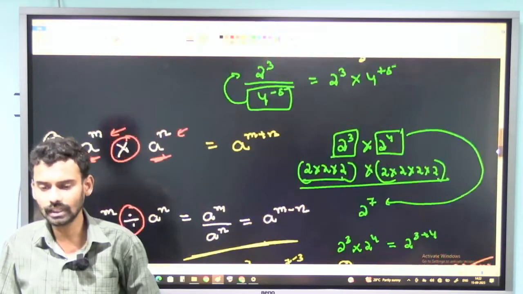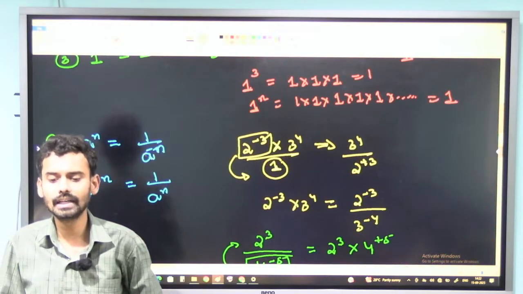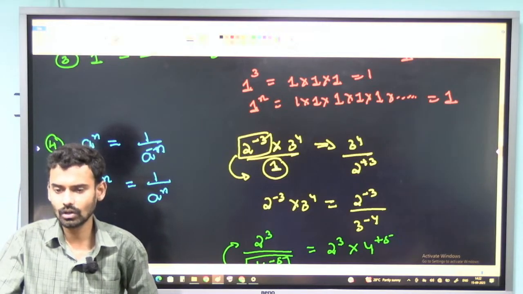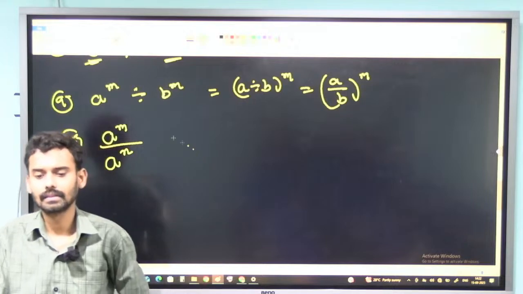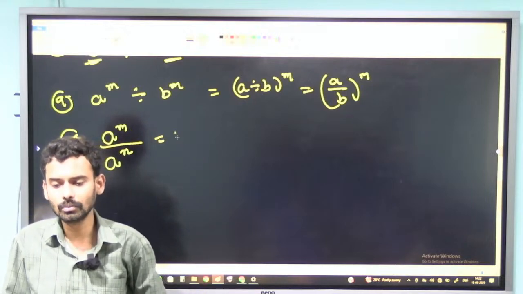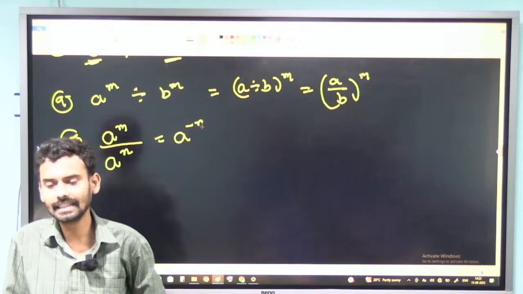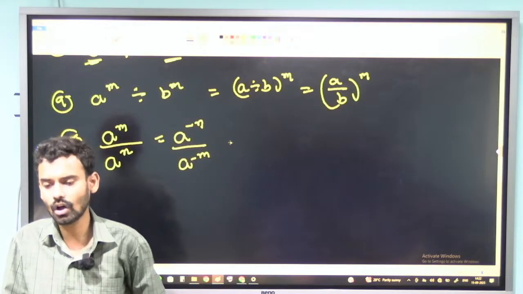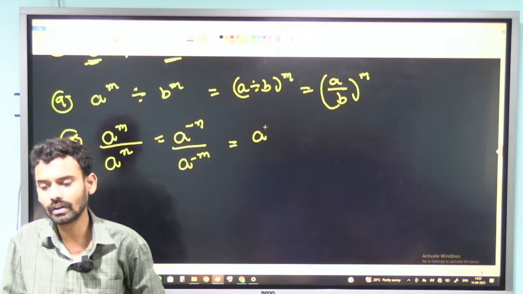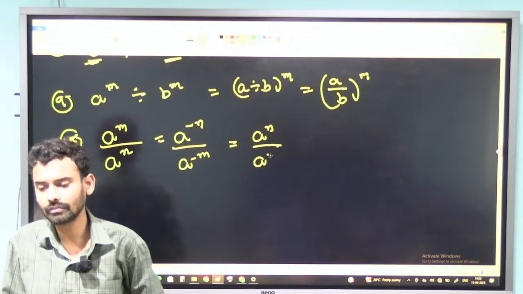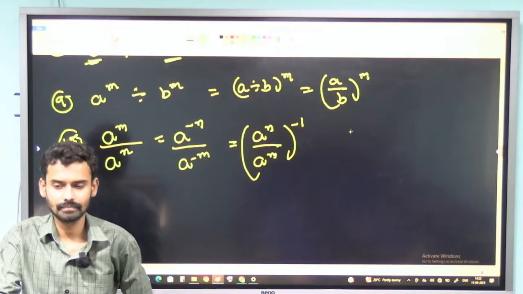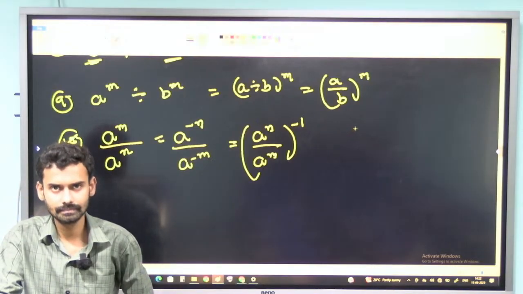But we already know that when we shift from denominator to numerator and numerator to denominator, we can simply change this sign. So this can also be written as, if I take a to the power of n to the numerator, it will be a to the power of minus n, and if I take a to the power of m to the denominator, it will be a to the power of minus m. So if I take minus common, then it will be a to the power of n divided by a to the power of m, whole to the power of minus 1. I can even write it like this. Hope everyone is following this.